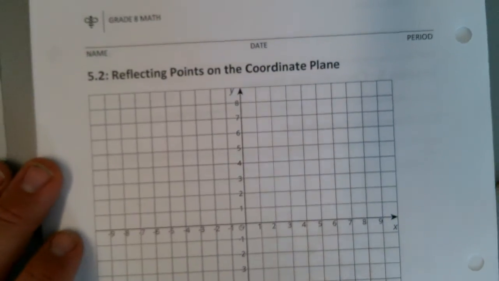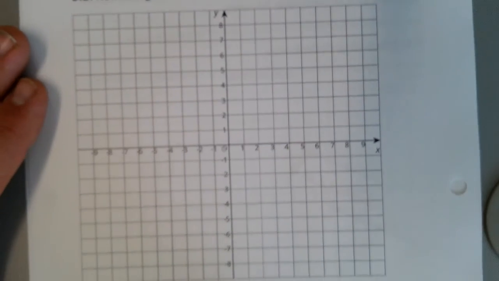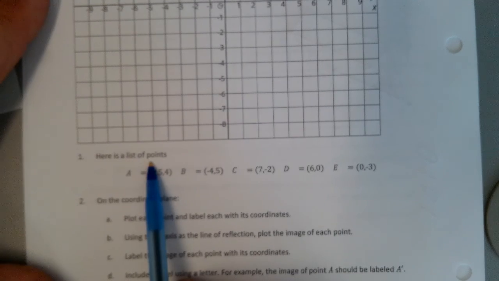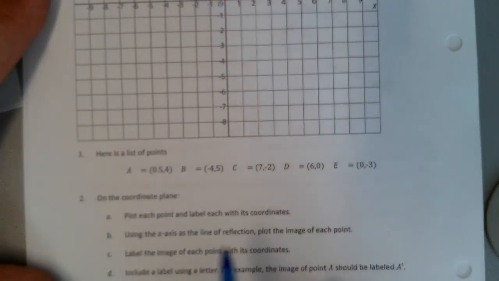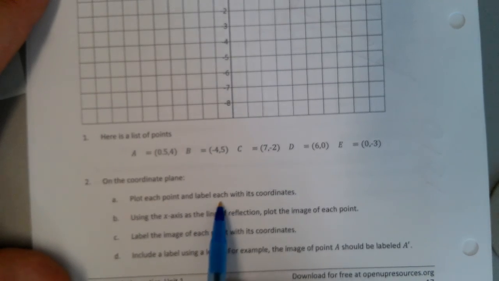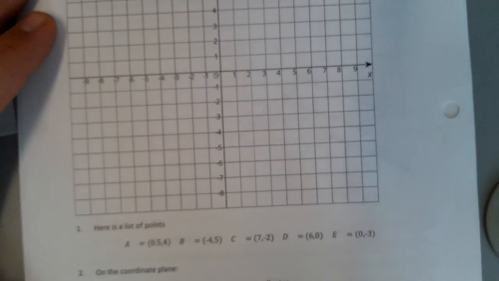On the next page, we're reflecting points on a coordinate plane. So when we reflect the points, that's all we're going to reflect. Take a look at our directions. Here's a list of points, A, B, C, D, and E. On the coordinate plane, plot each point and label each with its coordinates. Okay, so we're going to start here, plot each point.